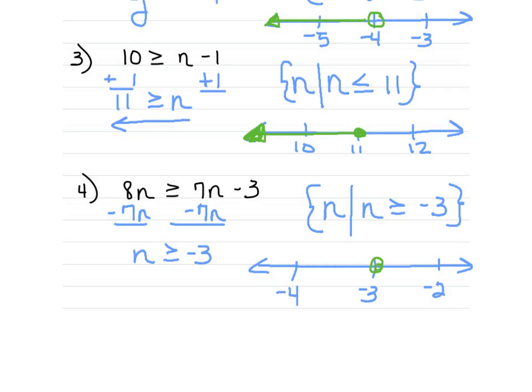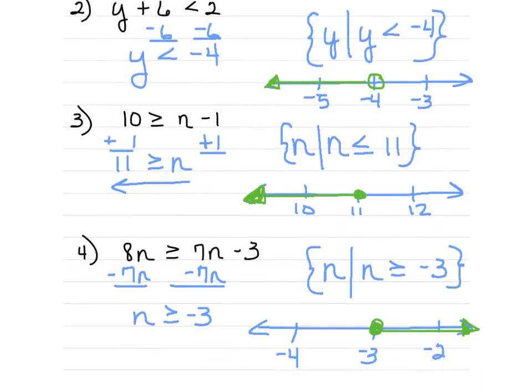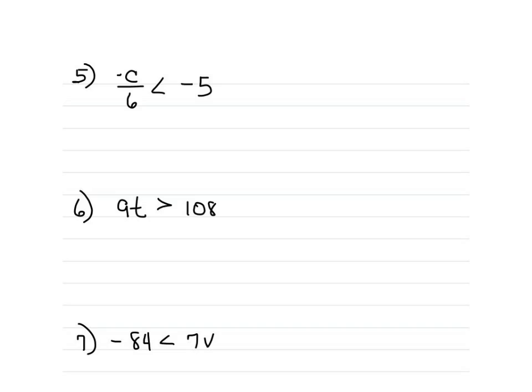Greater than or equal to means closed circle, and we will shade to the left. Less than or equal to, we shade to the right, where numbers get bigger. Okay, these were all addition and subtraction equations. Now let's go to multiplication and division.